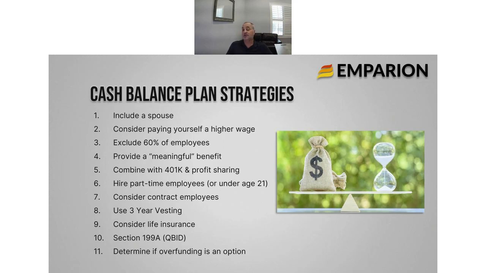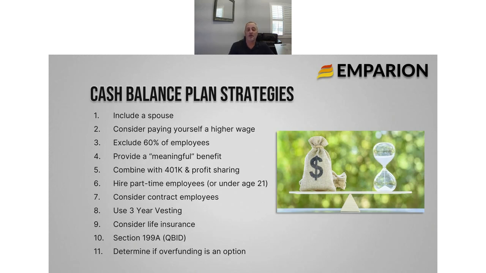A couple of strategies we use if people are looking to get more into plans: include a spouse, consider paying yourself a higher wage. You can exclude 60% of eligible employees with these plans, so you don't have to contribute to all your employees if you have some. You do have to provide them with a meaningful benefit, typically a few percent of their wage.